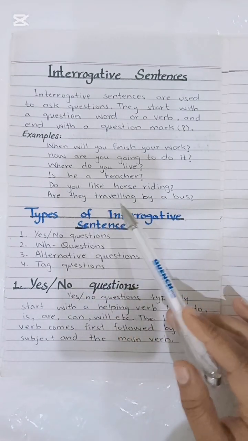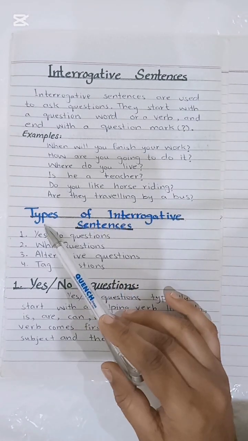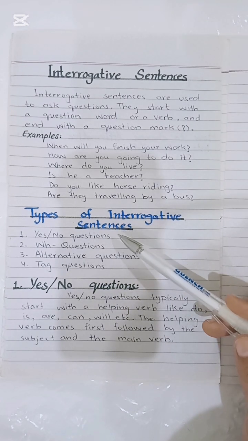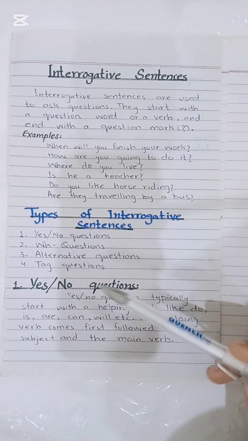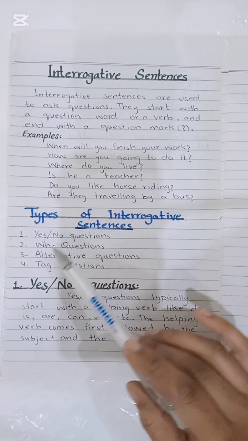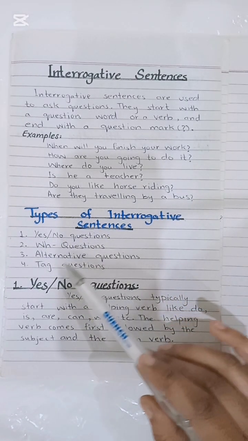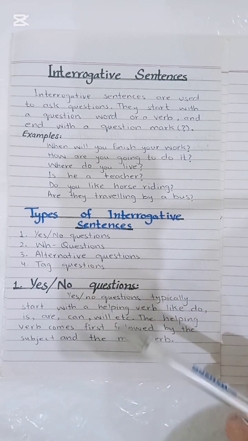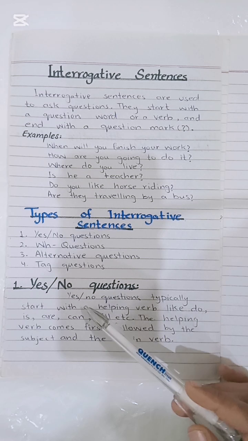Let's see the types of interrogative sentences. Types of interrogative sentences. There are the following four types of interrogative sentences: yes-no questions, WH questions, alternative questions, and tag questions.